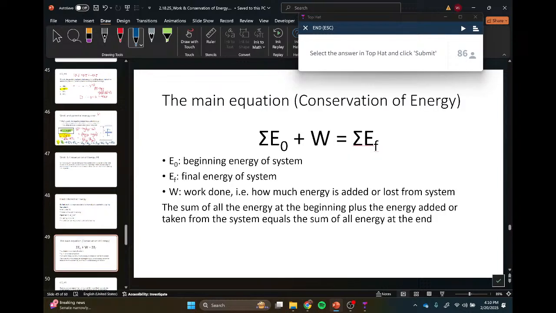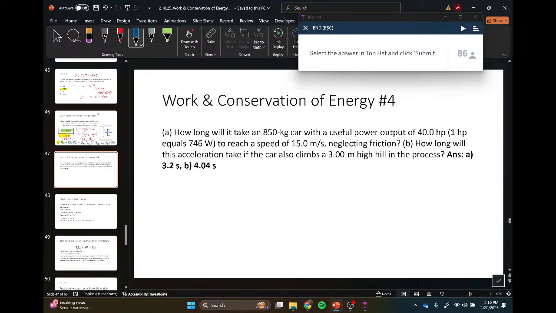So, this slide, same one. I'm going to mention it because we're going to do a problem. I guess I should read the problem before I tell you the equation. How long will it take an 850 kilogram car with a useful power output of 40 horsepower? 1 horsepower is 746 watts. Horsepower is literally how much energy per second that vehicle or engine can output. More horsepower means it can put more energy out, which can let it go faster, quicker. To reach a speed of 15 meters per second, neglecting friction, how long will it take if the car also climbs a 3-meter hill high in the process?